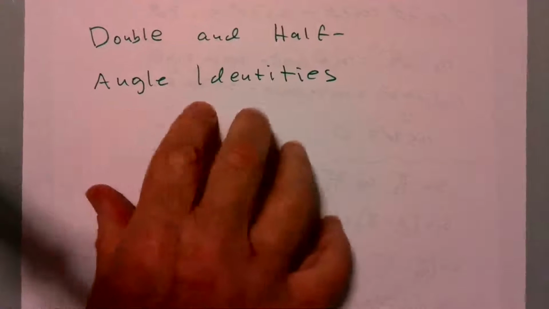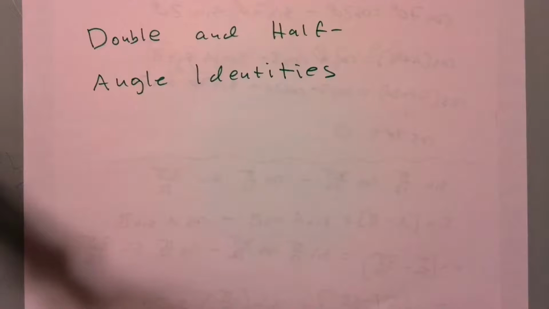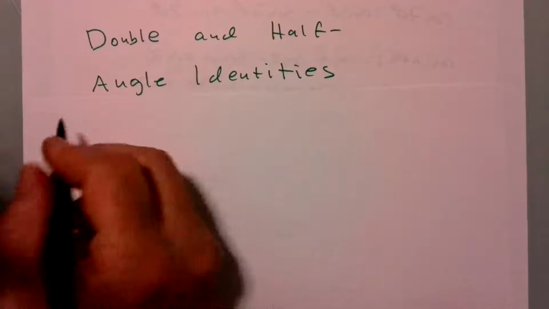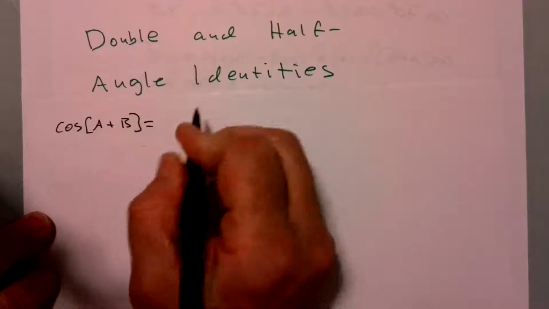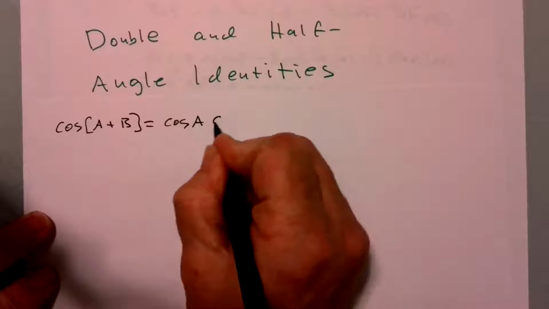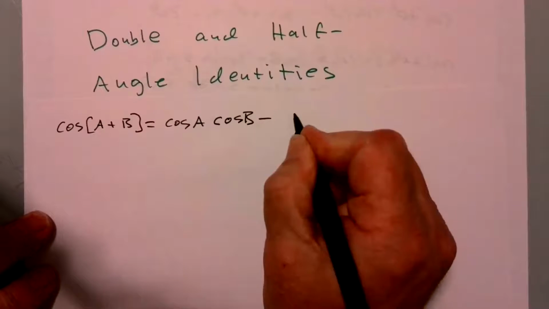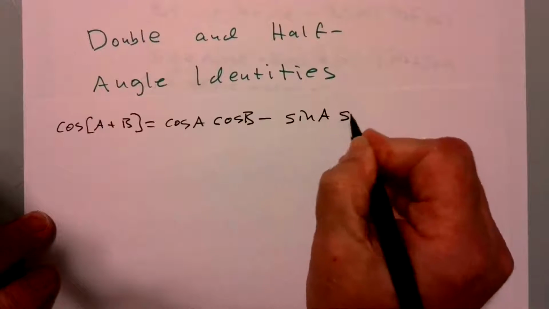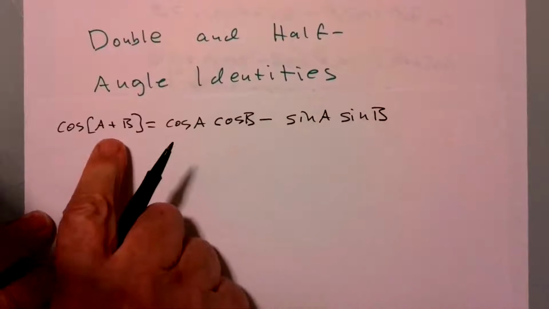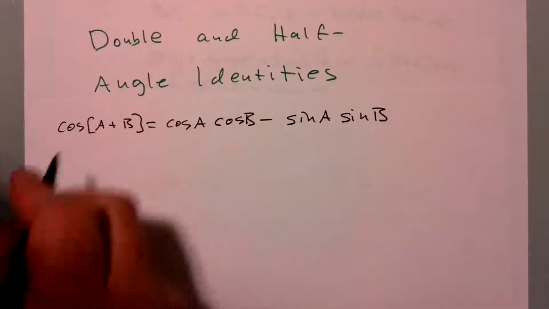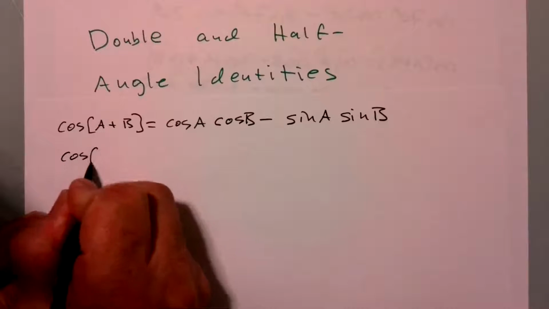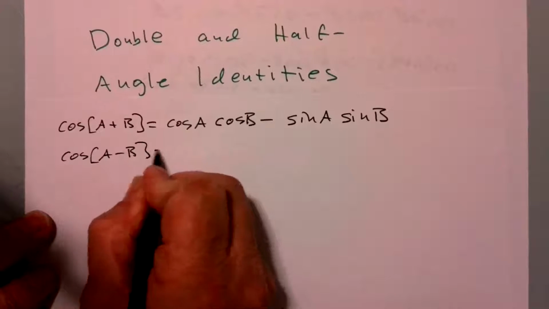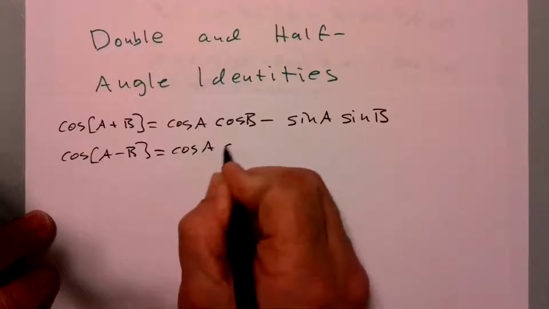As you can see, our lesson tonight is on double and half angle identities. So let me remind you of what those are. We have cosine of A plus B is cos A cos B minus sine A sine B. Which you want to notice for the cosine, it switches from a plus sign to a minus sign. And if you go with cosine A minus B, that's cos A cos B plus sine A sine B.